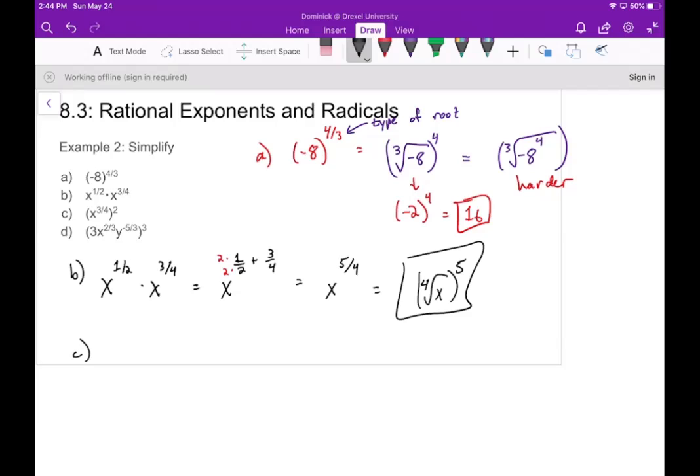Part C, we have x to the 3/4, and we're squaring that. So now here I need to use my multiplication rule. So this is 3/4 times 2. In this case, the 2 and the 4 would cancel and just leave me with the 2 in the bottom. So this is x to the 3/2. So of course, the bottom number in the fraction tells me it's a square root, and the number up top tells me raise this to the 3rd power. So I get the square root of x to the 3rd.